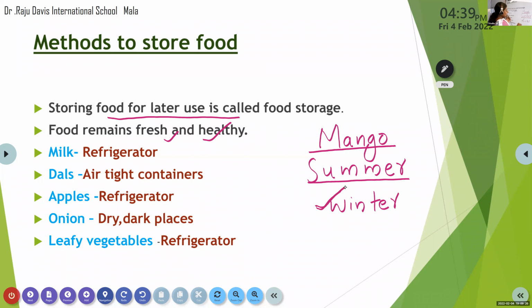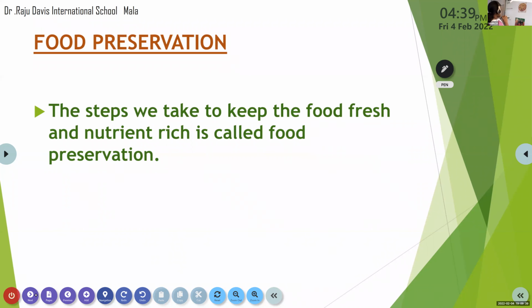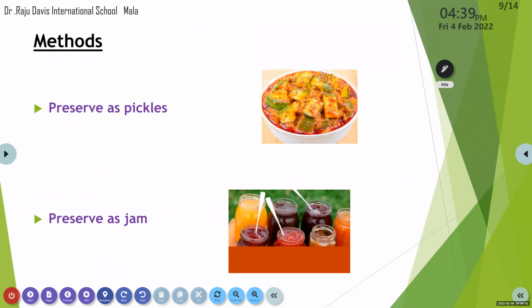So what do we have to do? We have to store these food items. How can we store this mango? Pickle. Do you like pickles? Yes, ma'am. Everyone. In pickles, it will be airtight. So we preserve it as pickle.